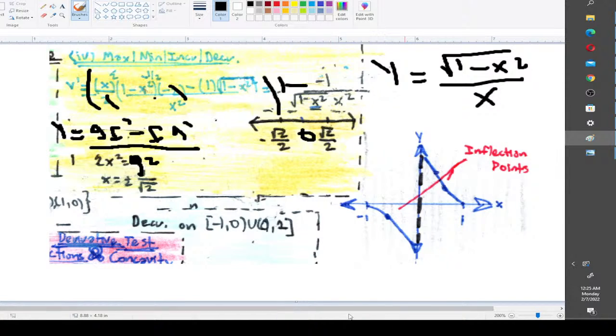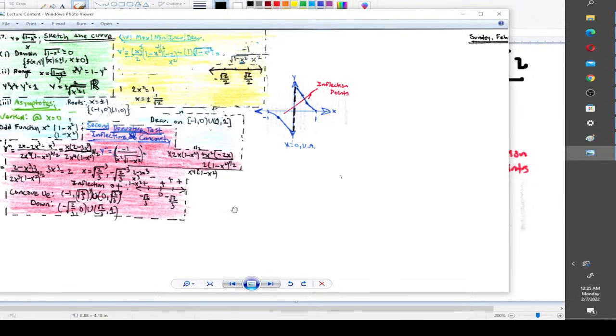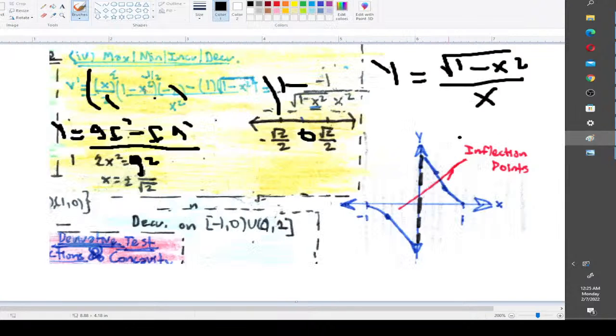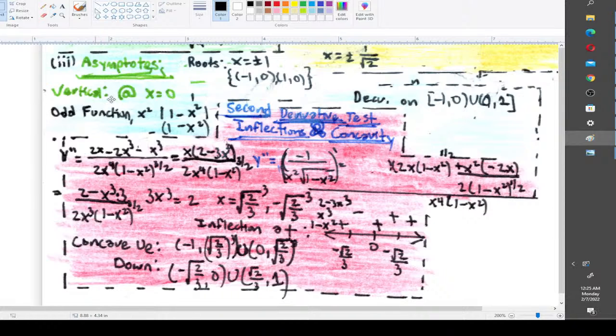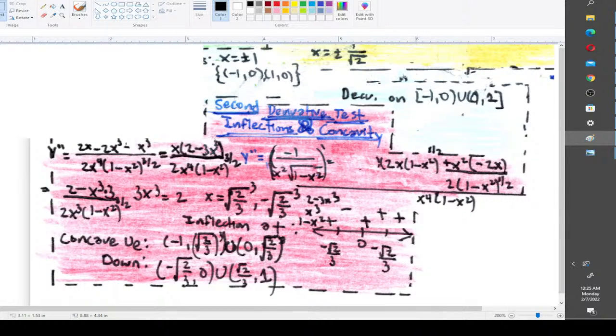So now that we have that, that's the last thing we need. Now we need to do the second derivative test so we can find where the inflection points are, and what the concavity is. So I'll do that right now. Alright, so you can ignore all this. We already know it's odd, we know where the roots are. Here's the interval for what's increasing and decreasing. I'll leave that right there in case you haven't got it yet.